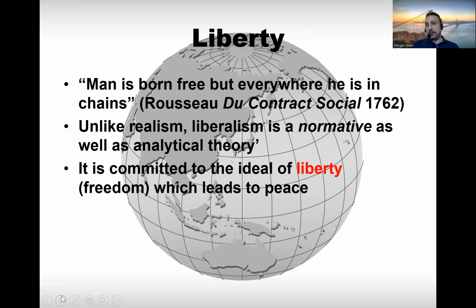This is because if we look at the economic theory of liberalism, liberty leads to prosperity. It leads to the formation of a market economy where people can freely buy and sell their own labor power and goods and services. And this leads to prosperity within society as a whole. So liberals believe that automatically liberty, meaning freedom, would lead to peace.